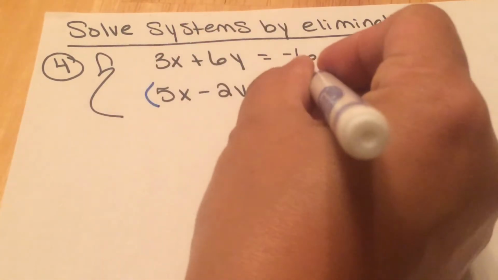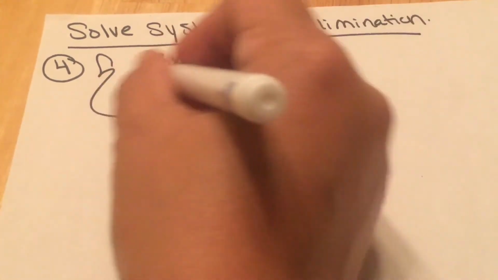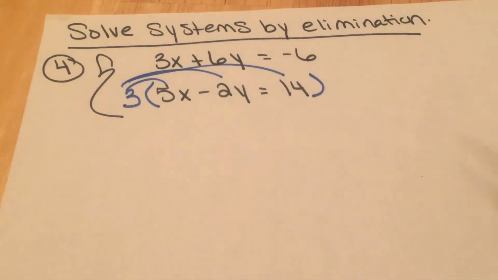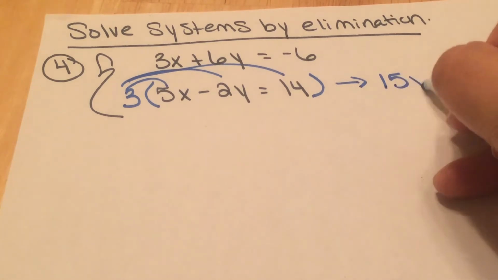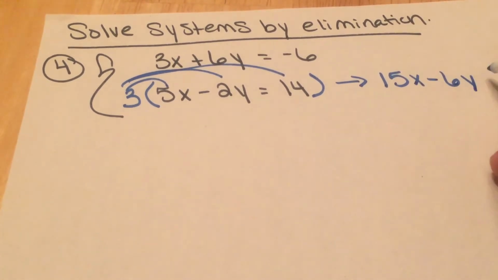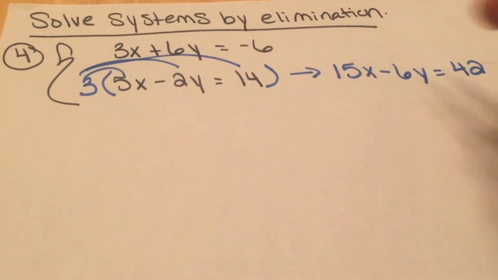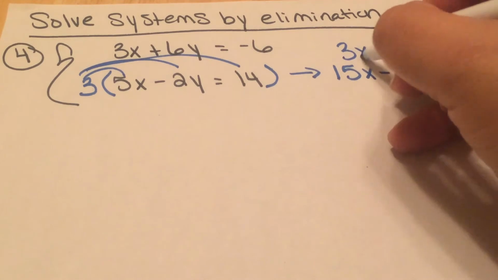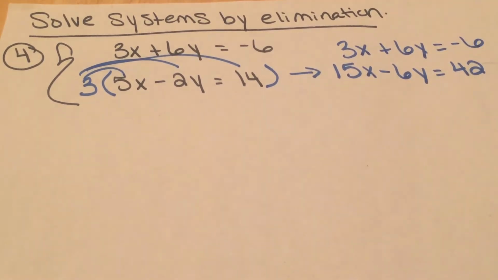So what I'm going to do, since I already have one positive and one negative, is I'm just going to distribute a 3 to every single term here. So my new bottom equation is going to be 15x minus 6y equals 42. Since nothing happened to my top equation, I'm just going to rewrite that over again: 3x plus 6y equals negative 6.